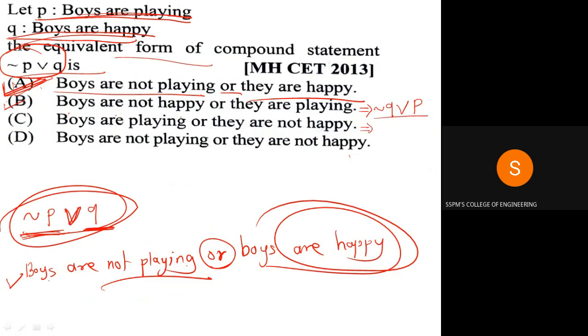Also for C, boys are playing means P. You will write P. Or they are not happy. Or means this operator. Boys are not happy means negation of Q. Again, the mathematical representation of option D is boys are not playing means negation of P, or means this operator, or they are not happy means negation of Q. This will be the mathematical representation of all other options, but the correct option is this A.